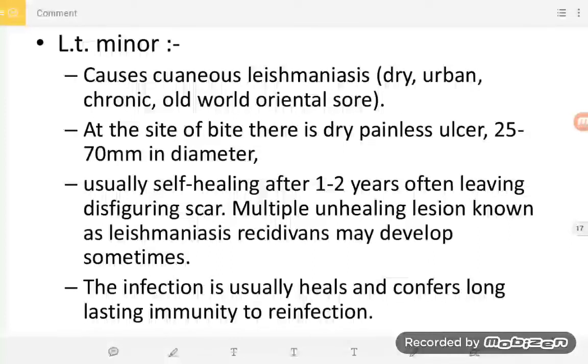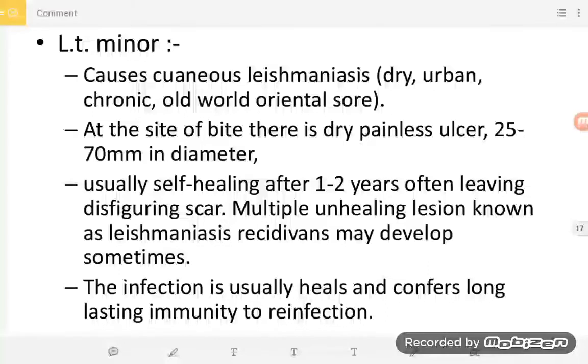At the site of the bite there is a dry, painless ulcer. So here, the ulcer is in the skin area where the vector is biting. Here we can see the ulcer, but it is dry and painless. The size is nearly 25 to 70 millimeters in diameter. Usually self-healing after 1 to 2 years. We already call it chronic, so it will heal automatically after 1 to 2 years.